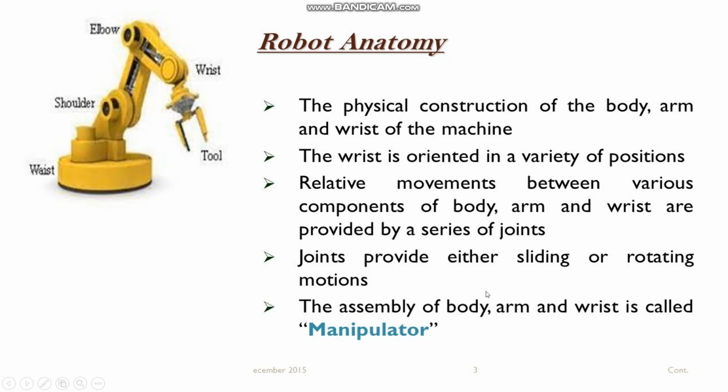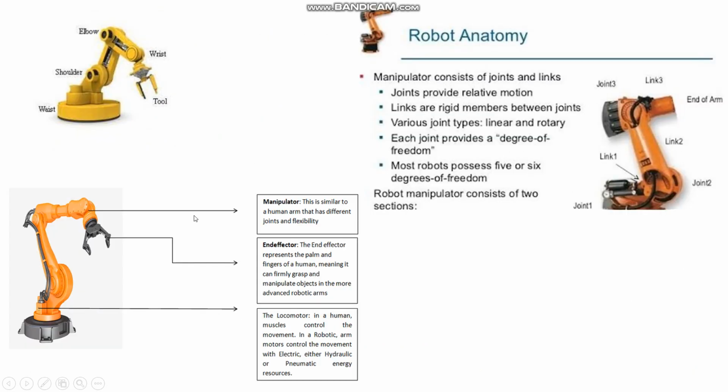Here, finally, there is a word called manipulator. The assembly of body, arm, and wrist is called a manipulator. Right? Manipulator means the assembly of the body, arm, and wrist. Next, coming to robot anatomy, up to this manipulator, and this particular portion is called the end effector. You have a gripper, everything, and here at the bottom it is called the locomotive. Here electric, hydraulic, or pneumatic energy is used to operate the robot.